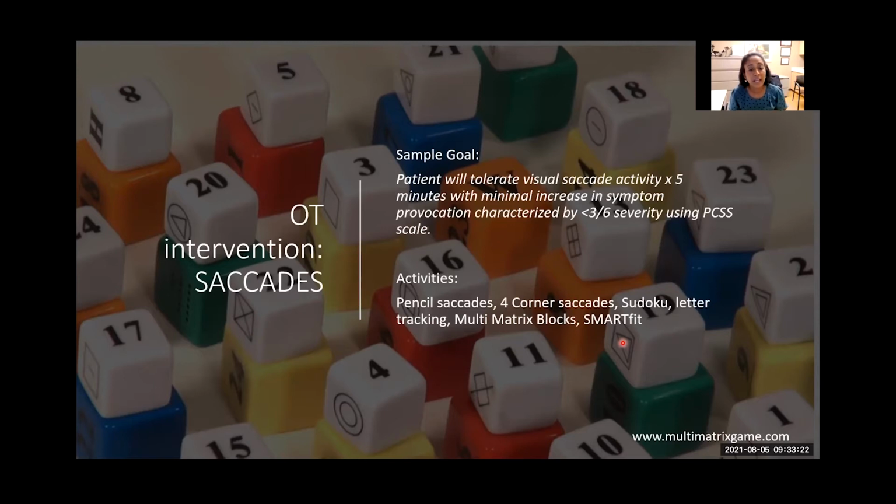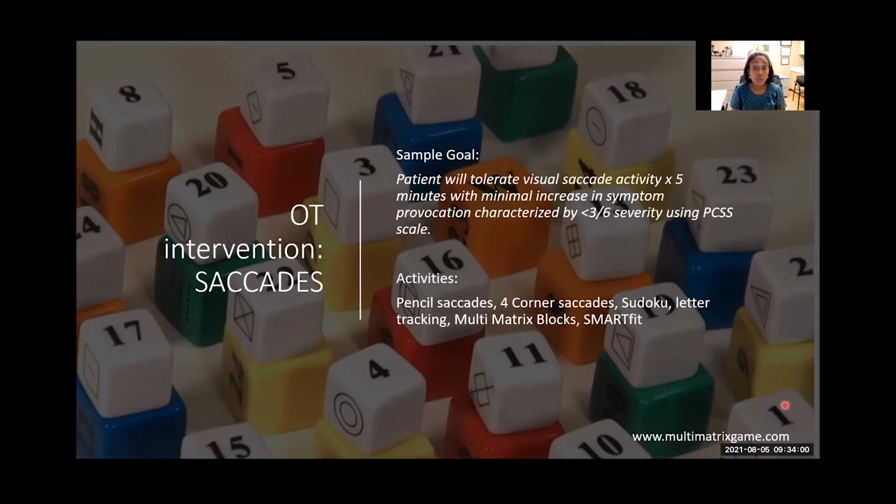In the foreground of this slide, I have what are called multi-matrix cubes. I really like this activity. I have the website here also for you at the bottom of the screen. This is an inexpensive activity you can purchase online. It's a great tool for looking at attention, memory, reading, visual scanning, bi-hemispheric integration using both hands to manipulate the cubes. There's tons of ways you can load with brain loads and cognitive demands. I really like this tool.